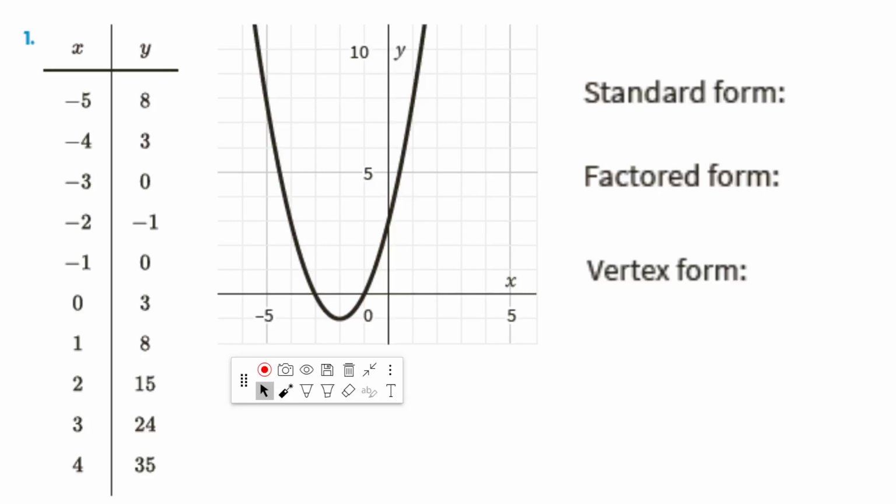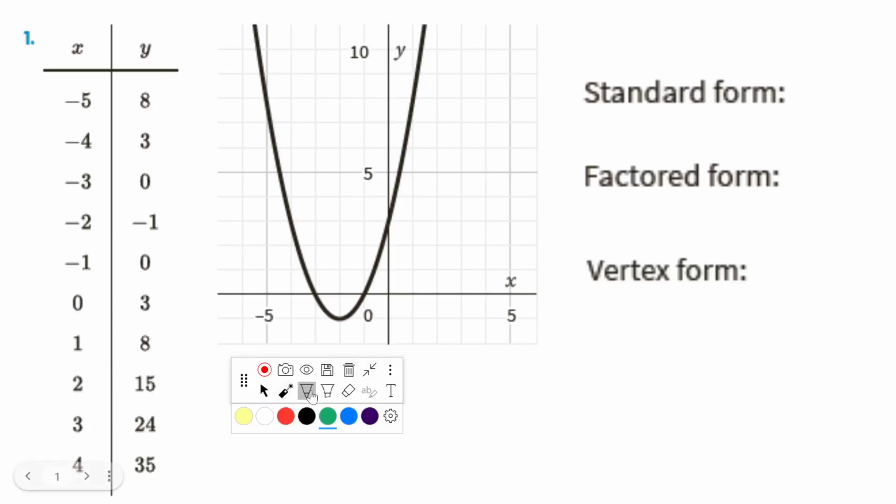Hello, this is Mrs. Scarple, and in this video I'm going to review writing quadratic equations in their three different forms from a table and/or a graph. So if we look at this parabola that has been graphed, we can identify the vertex, which will help us with vertex form, and we can identify the x-intercepts, which will help us with factored form. When you have either vertex form or factored form, you can use it to help you get the standard form.